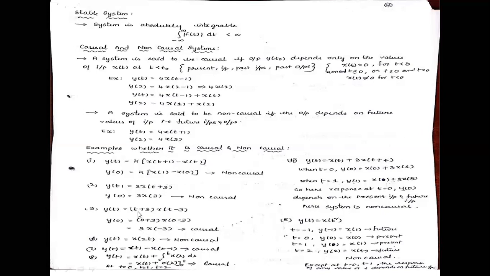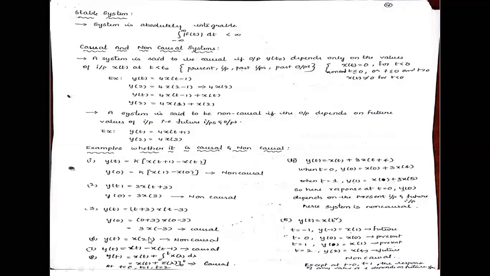My dear students, here the t plus 3 with x of t minus 3: t plus 3 is not the signal. The signal is x of t minus 3 only. If it is a plus inside the signal, it is non-causal. If it is a minus only, it is a causal system. Don't think that it is t plus 3. It is a coefficient only for the signal. So this is a causal system.